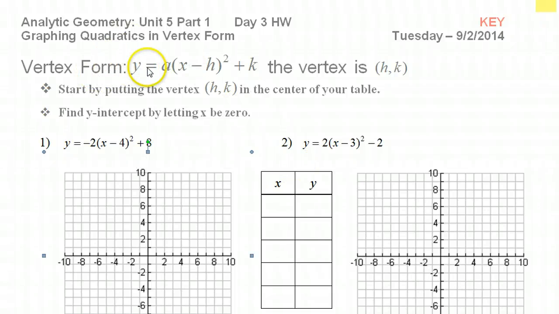This is what the vertex form of a quadratic equation looks like. We know it's going to be a parabola, all right? Quadratic equations, squared, going to be a parabola. This is vertex form. So this video is all about graphing a quadratic equation when you are given vertex form like this.